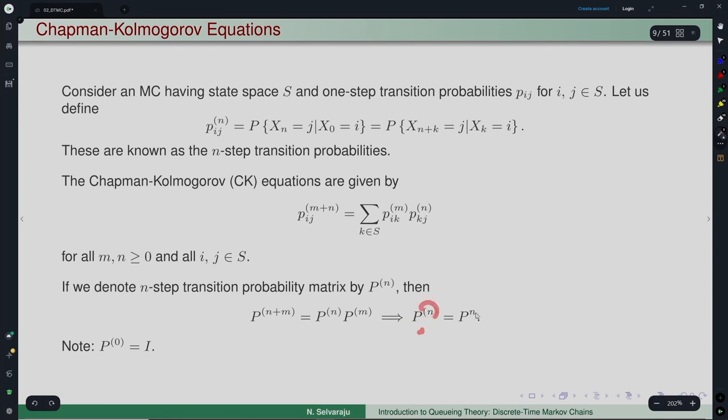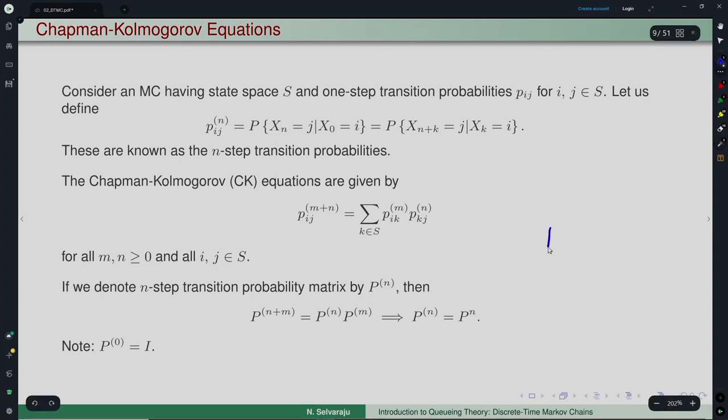This would imply that the n-step transition probability matrix is simply the nth power of the matrix P. Note that the 0-step transition probability matrix is I. To understand the 2-step, look at it in terms of the 1-step, which is basically P. So P into P is what you are going to get here. That is P square.